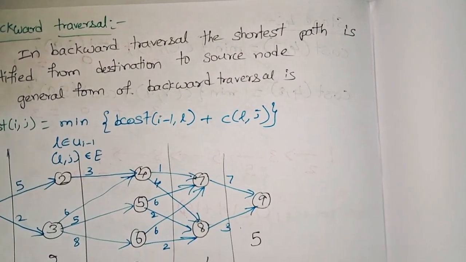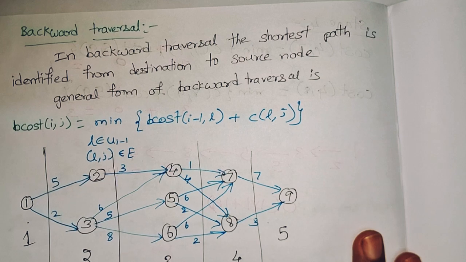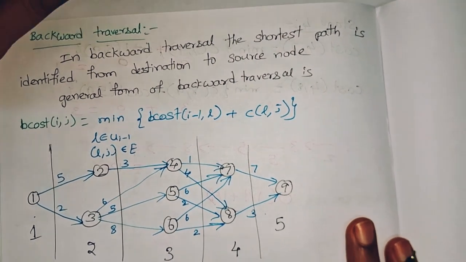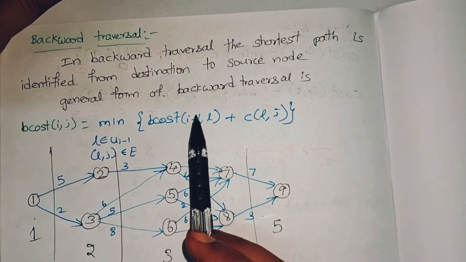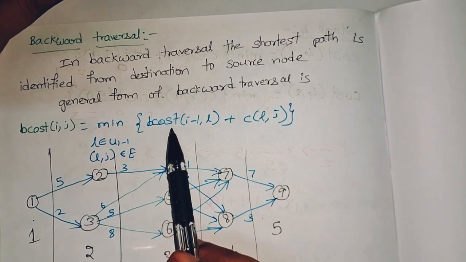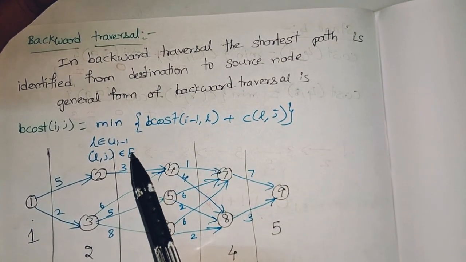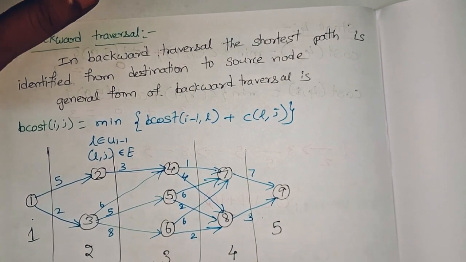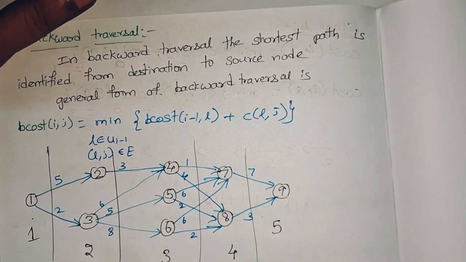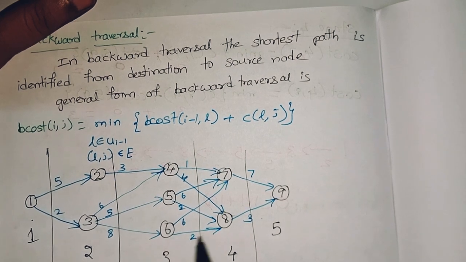In this video, we will learn about the backward traversal method in the multi-stage graphs. So we are going to solve this multi-stage graph in the backward way, starting from the destination node to the source node. Here we are applying the concept of dynamic programming approach. In the dynamic programming approach, we are solving the problem level-wise in the given graph.